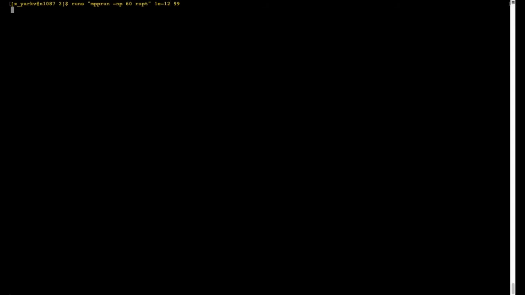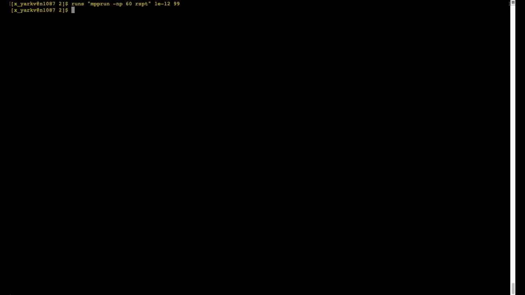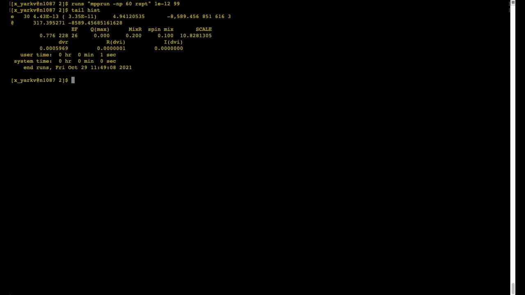Now we have to wait. And looks like it's done. So we can look in the hist file, and it contains the summary of the last iteration. We reached the Fsq value of 10 to minus 13, which is excellent. This is the total magnetic moment in Bohr magneton, and this is the total energy in Rydberg.